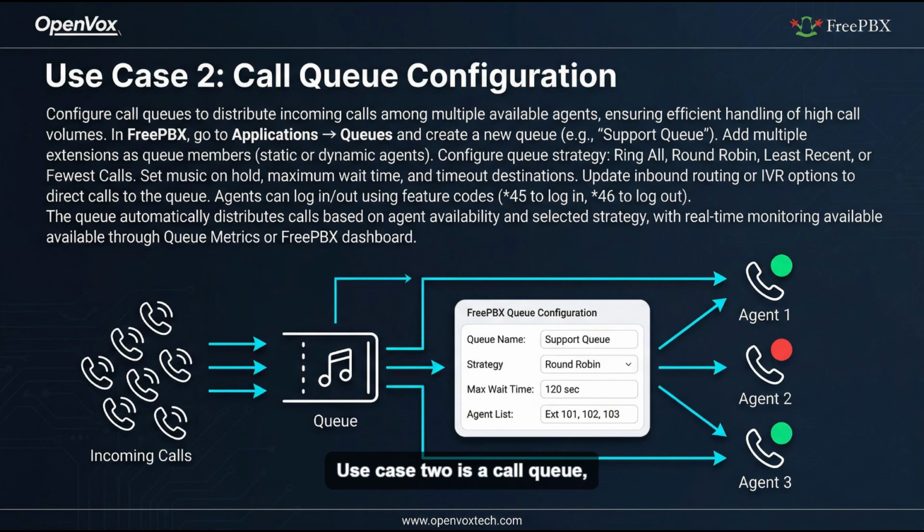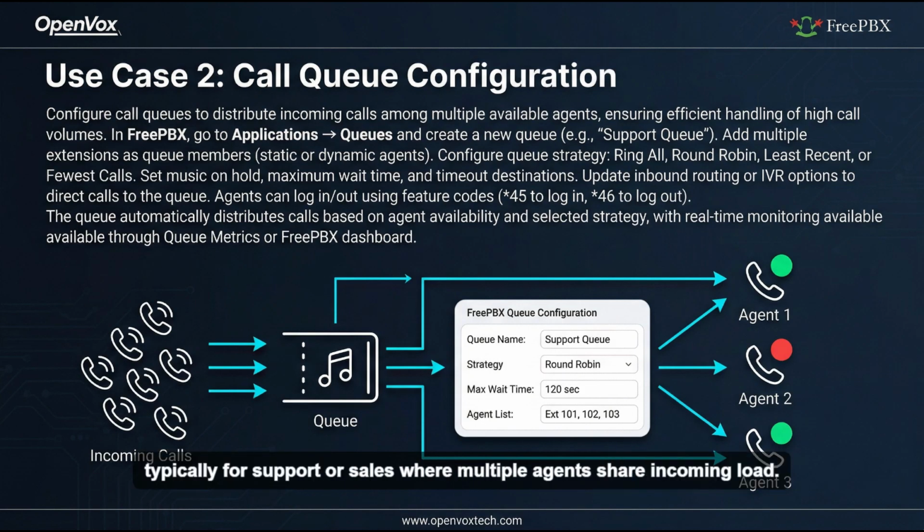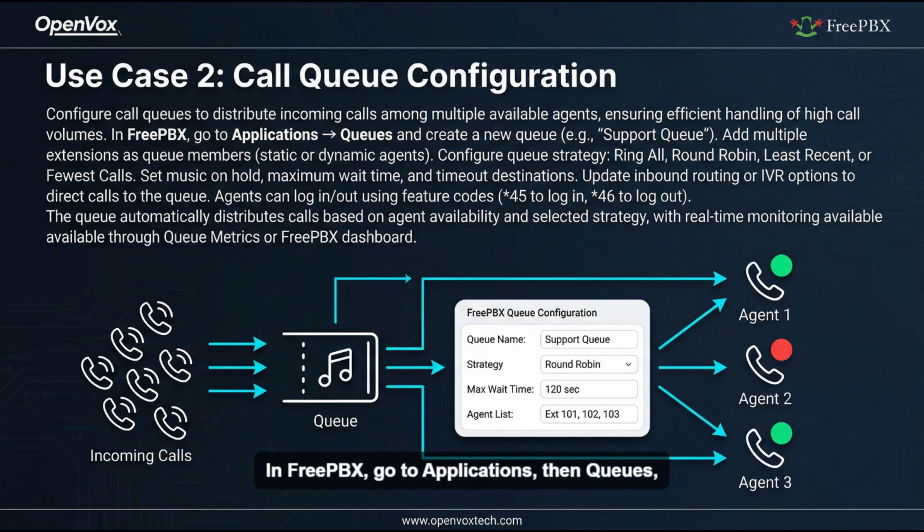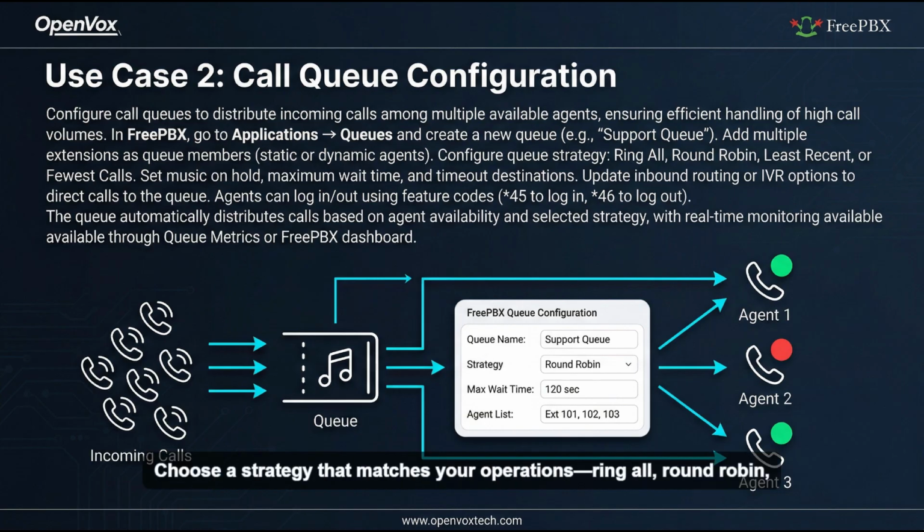Use case 2 is a call queue, typically for support or sales where multiple agents share incoming load. In FreePBX, go to Applications, then Queues, and create a queue like Support Queue. Add multiple agent extensions as members, either as static agents or allowing dynamic login. Choose a strategy that matches your operations: ring all, round robin, least recent, or fewest calls. Then set music on hold, maximum wait time, and what happens when the caller times out.